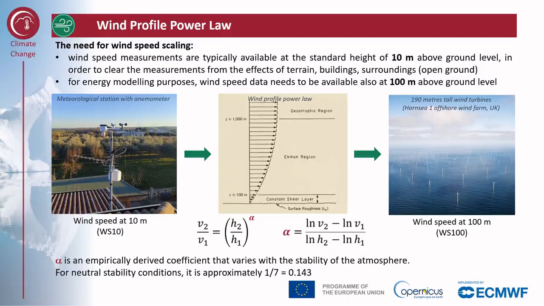The formula relates wind speeds at two heights, v1 and v2, using an empirically derived coefficient alpha and the ratio of the two heights, h1 and h2. The value of alpha depends on atmospheric stability, and under neutral conditions it is approximately 0.143. This method allows us to scale wind speed data from 10 meters to the required height of 100 meters, ensuring its relevance for energy applications.